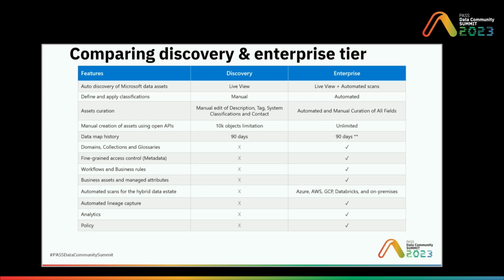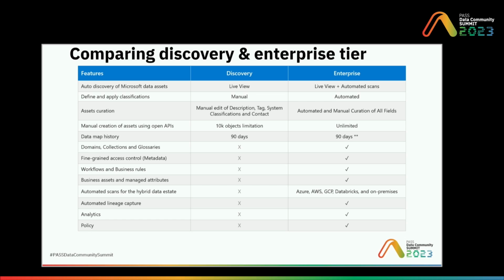Now, the immediate question you're going to ask me is, OK, what's the difference between Microsoft Purview Discovery and the enterprise offering that we have today? It's along several pivots. For example, I spoke to you about live view, but with the enterprise version, you can connect to 55-plus sources. You can scan, classify, and inventory that at scale, and do that on a schedule so that all of your metadata is available and kept very fresh and up to date. You can only apply annotations and classifications manually in the discovery tier, but in the enterprise tier, you can do all of this at scale with scanning.